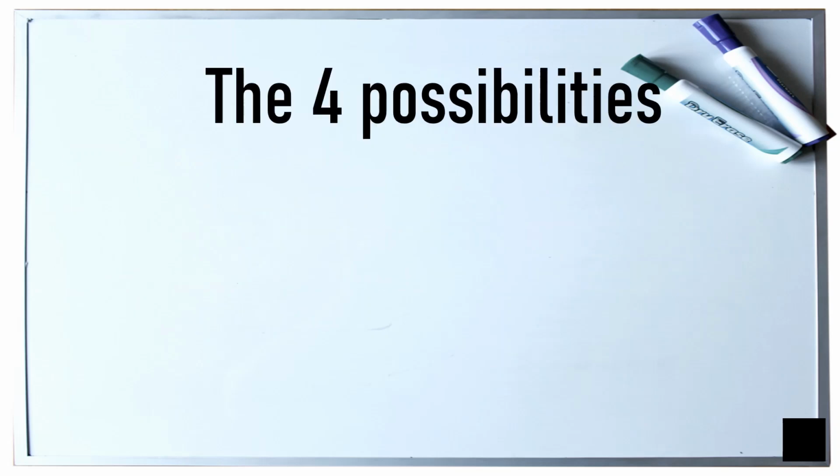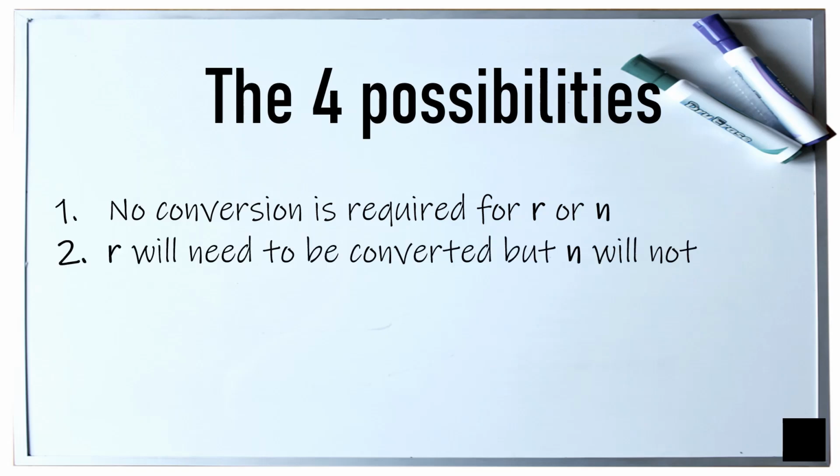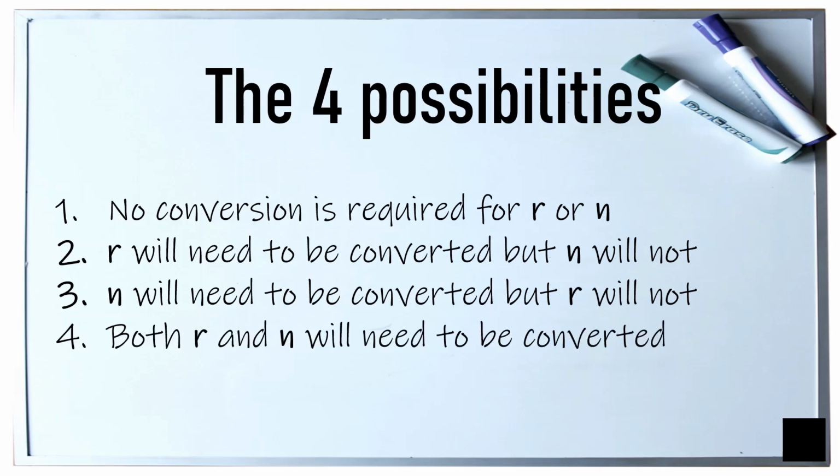There are 4 possibilities. 1, no conversion is required for r or N, just like we saw in the previous video. 2, r will need to be converted but N will not, just like we saw previously, and the vice versa, where N will need to be converted but r will not. There is a 4th possibility that r and N will both need to be converted.